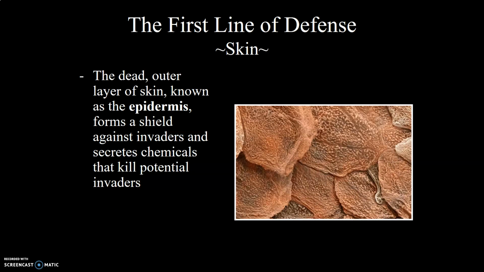Part of our first line of defense is our skin. The dead outer layer of skin, called the epidermis, forms a type of shield against specific types of pathogens and invaders. In fact, our skin, as well as functioning as a physical barrier, actually secretes chemicals that can also kill specific types of pathogens.